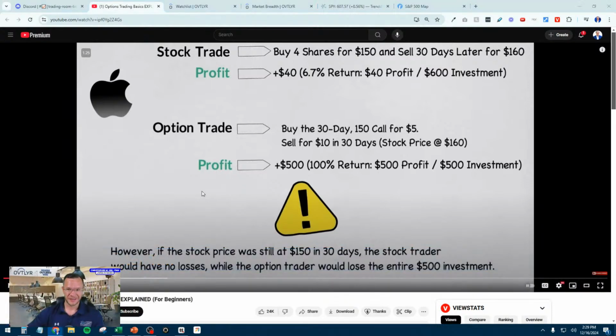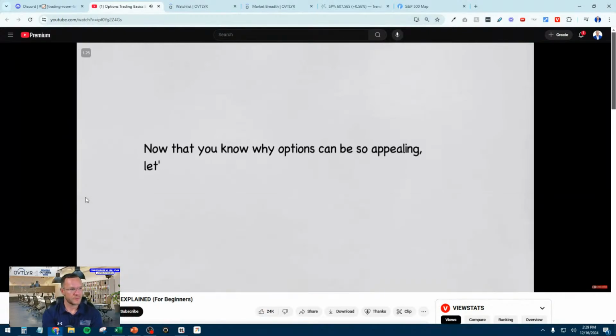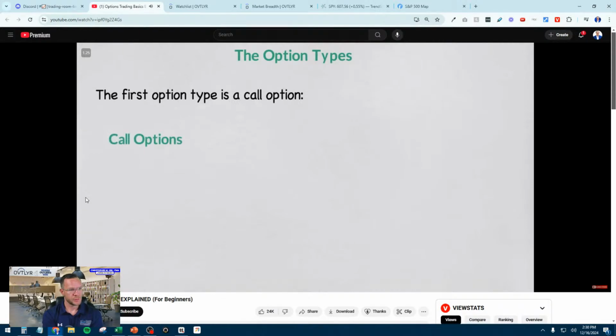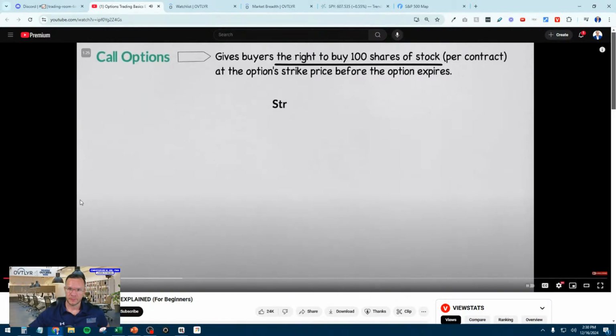So now that you've seen the power of options and why they can be so appealing, we need to get you up to speed on the essential concepts that you need to understand before actually starting to trade options. Now stay with me because we're going to go in depth and explain both of the option types. So the first option type is a call option. Now a call option gives buyers the right to buy 100 shares of stock per contract at the option strike price before the option expires.